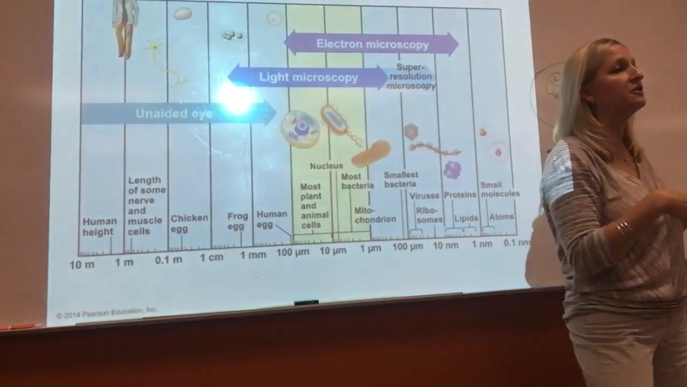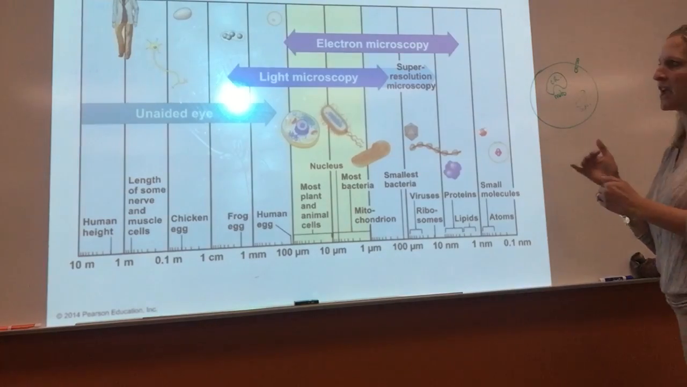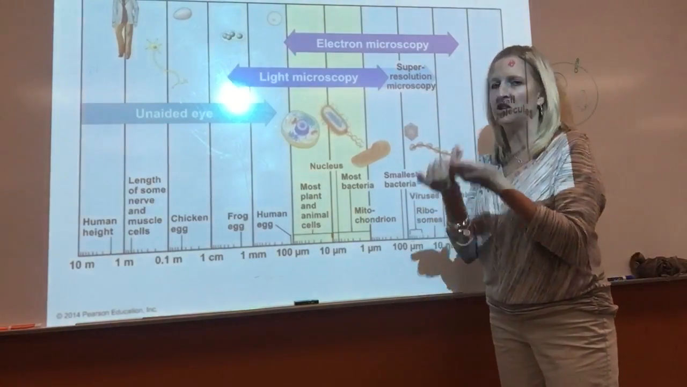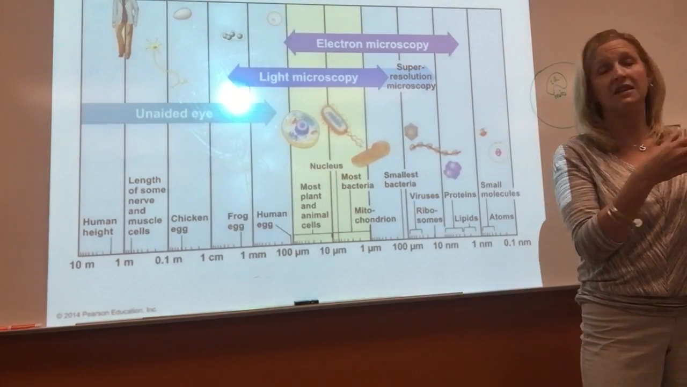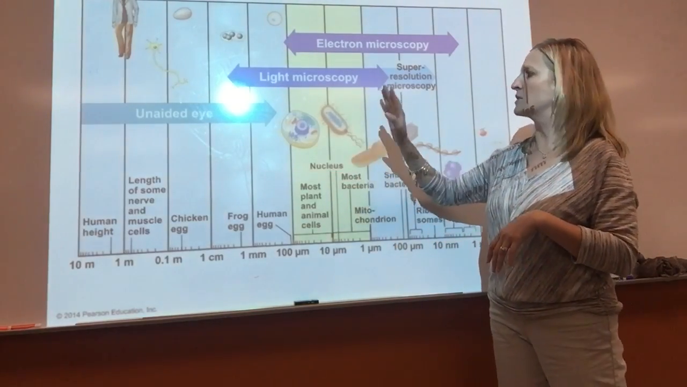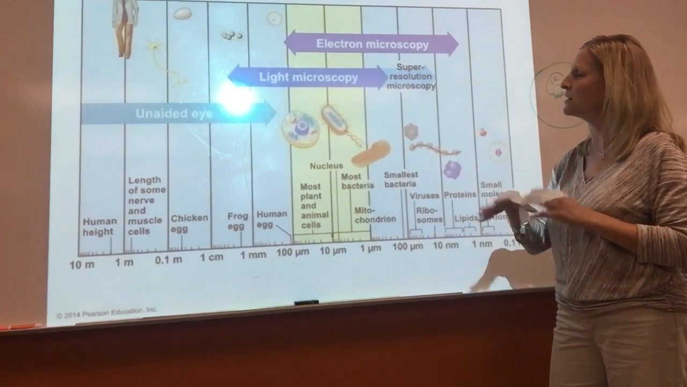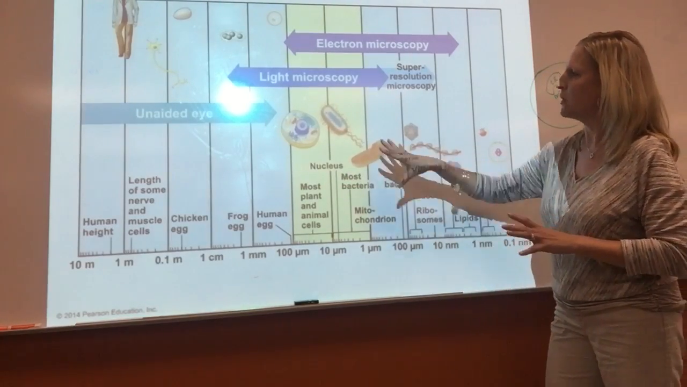Light microscopes are the microscopes we use here in school. They have magnification and it beams light at the specimen. The light shines through the specimen and you're able to see it underneath the light microscope. And so we can see cells, we can see bacteria, and some larger organelles when we look at it.